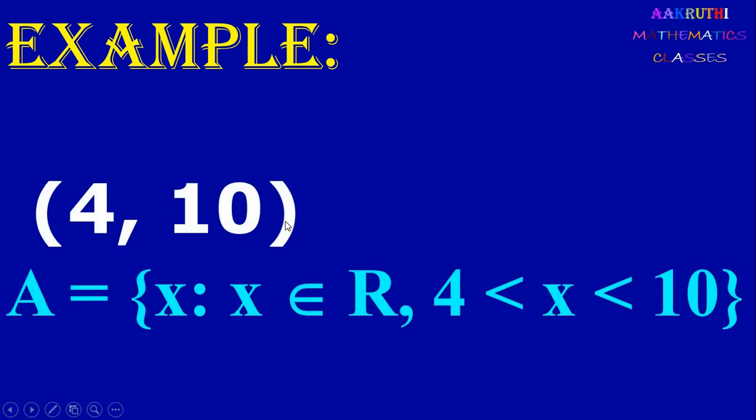So next, consider an example. If we write round bracket (4, 10), what is the meaning of that? It is set of all x such that x belongs to R. Here we have to write all the real numbers in between 4 and 10. That is, x should be more than 4 and less than 10. And these two numbers are not included. So that is the meaning of round bracket, or it is open interval.